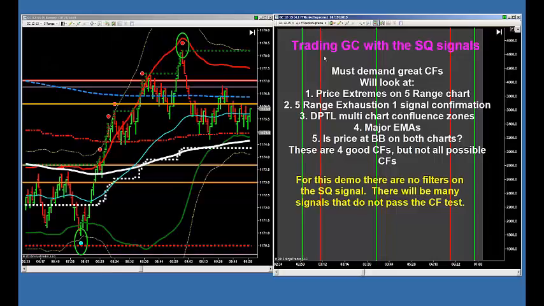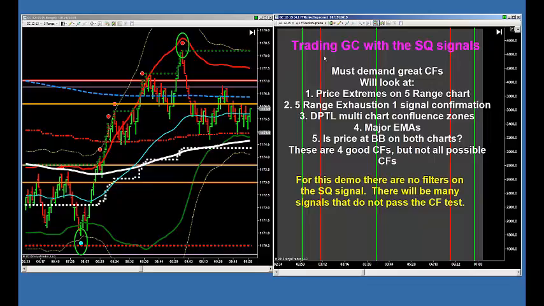Trading gold with the SQ signals. The gold market is something that I have avoided for a while now. I used to be very active with it, but it just seemed to be spiky and whippy, and I kind of got away from it. But a few weeks back, I decided to take a look at it from a little different perspective. Rather than trying to see it as a nice trending market, what would these little SQ signals do?